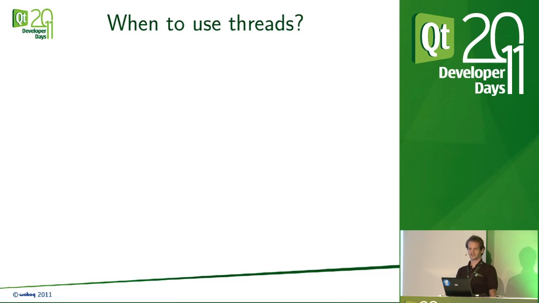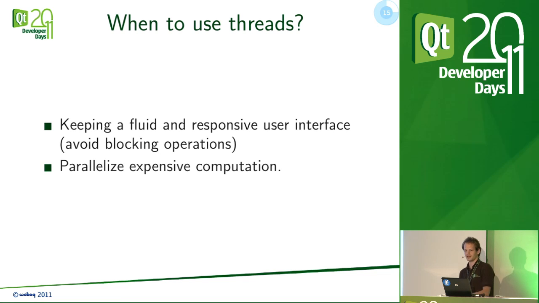When to use threads? There are good reasons to use threads and bad reasons to use threads. A good reason to use threads is to keep a user interface fluid and responsive. If you have one blocking operation that takes a lot of CPU, and that runs in the thread that is also supposed to update the interface, then the interface will block and the user will notice, and that's bad. The other good reason is to parallelize expensive operations. These days computers get more and more CPUs because it's harder and harder to make the CPUs fast, so we just make more of them. But then we need to use threads to benefit from all those cores.